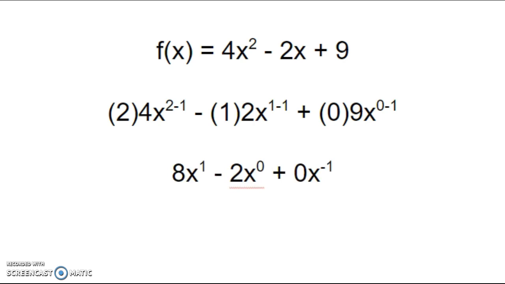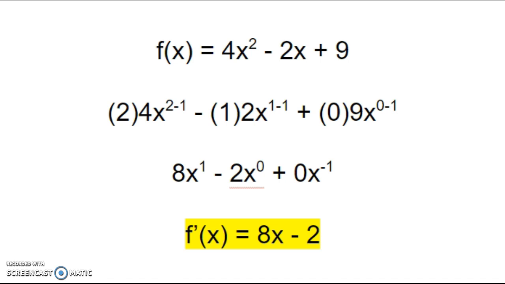Next, we simplify. The first part becomes 8x to the first power. The second part becomes negative 2x to the 0 power. And the third part becomes 0x to the negative 1 power. Finally, we simplify fully. 8x to the first power can just be 8x. Anything to the 0 power is just 1, so negative 2x to the 0 power just becomes negative 2. And 0 times anything is 0. So 0x to the negative 1 power becomes 0. This gives us our final answer. The derivative of f of x equals 4x squared minus 2x plus 9 is 8x minus 2.